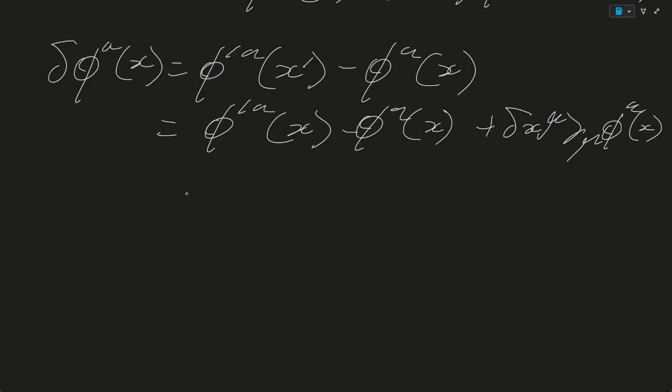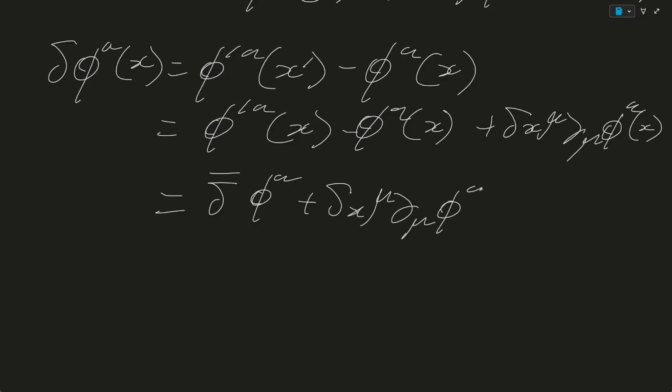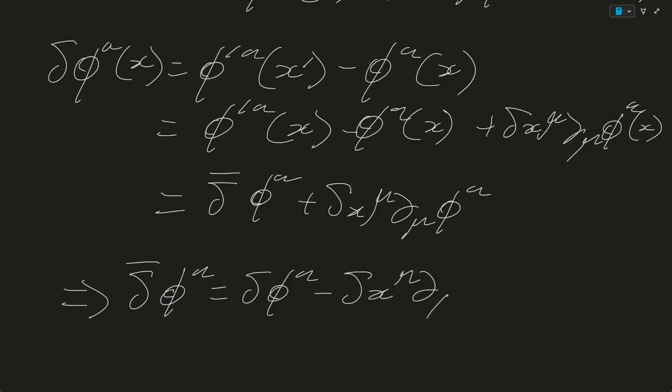So now we have that this is delta bar phi a of x, I'm not going to bother with the argument because everything's an x now, plus delta x to the mu, and then the mu derivative of phi a. And we can rewrite this to be that delta bar phi a is equal to delta phi a minus delta x mu, and then the derivative with respect to mu of phi a. The derivative with respect to mu, not the mu derivative. I keep saying that.